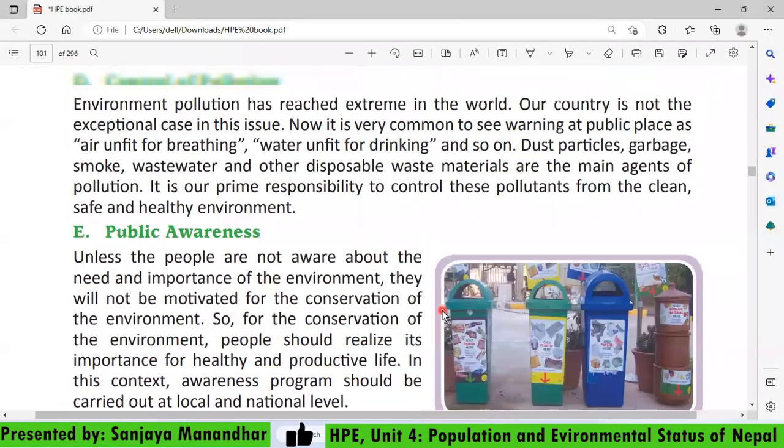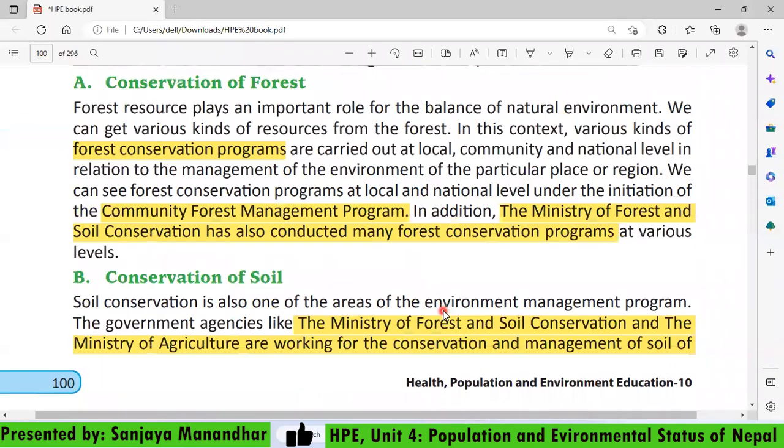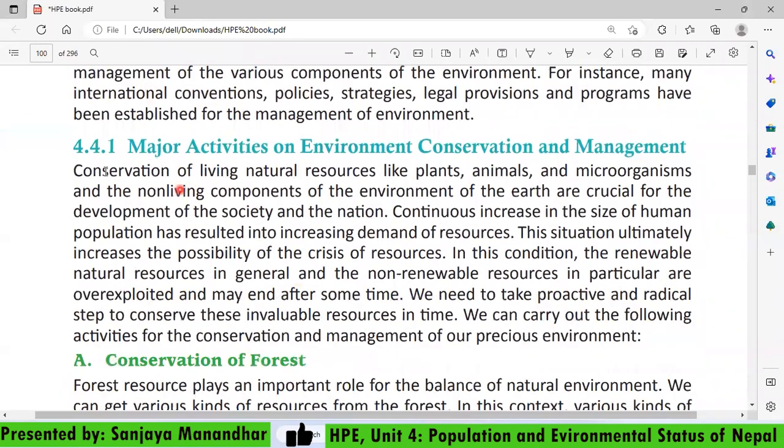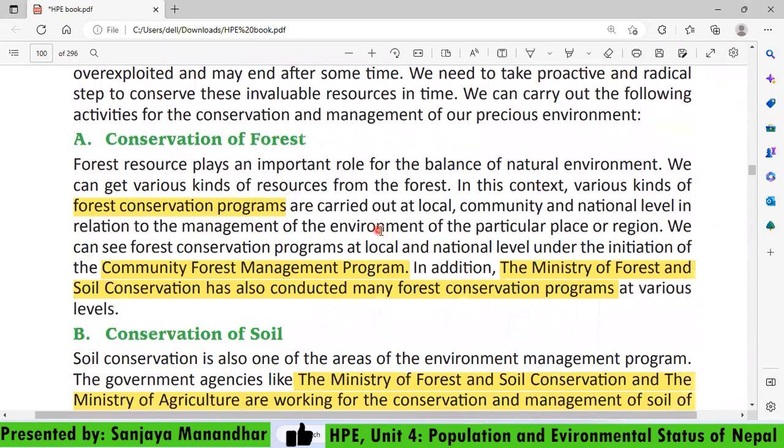So in summary, look here, this last one, 4.4.1, major activities on environmental conservation and management is very easy. You can also write the points, explain the points in your own way. So I did a bit faster. So what can we do to conserve the environment? We can conserve the forest. So how can you conserve the forest? You give the ideas yourself.